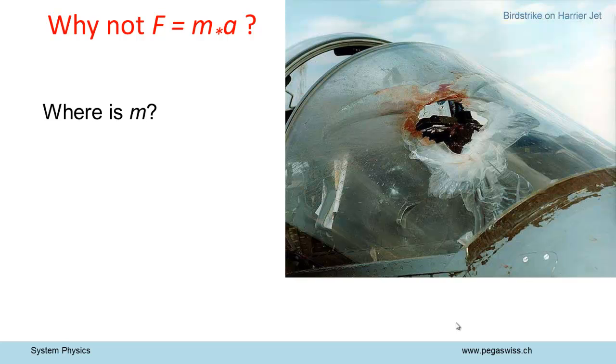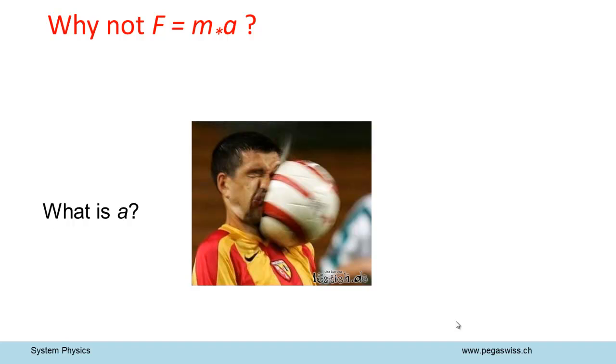Or wouldn't it be better if we used a physical law in which the mass can also change during the process? In a second example, a ball hits the head of a soccer player. Newton's second law says that a equals F divided by m. But which acceleration is actually meant here? The front part of the ball experiences very great acceleration, whereas the rear part is decelerated much more slowly.